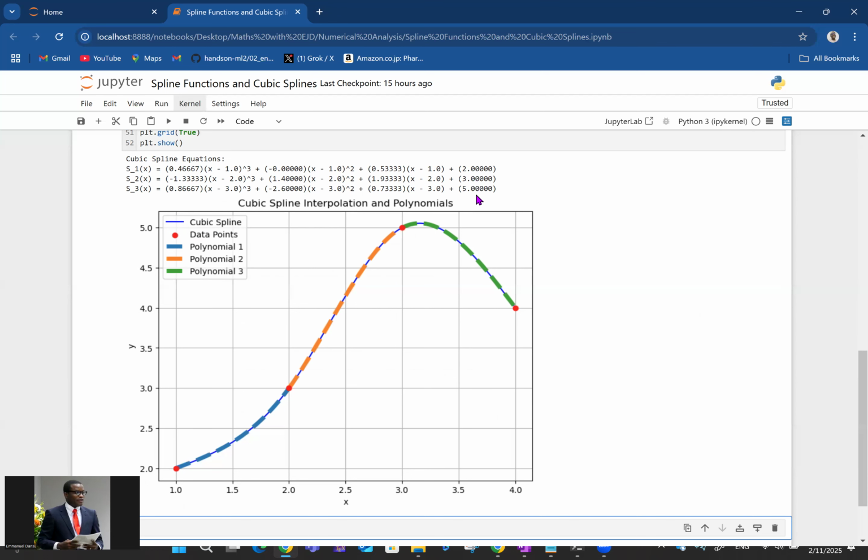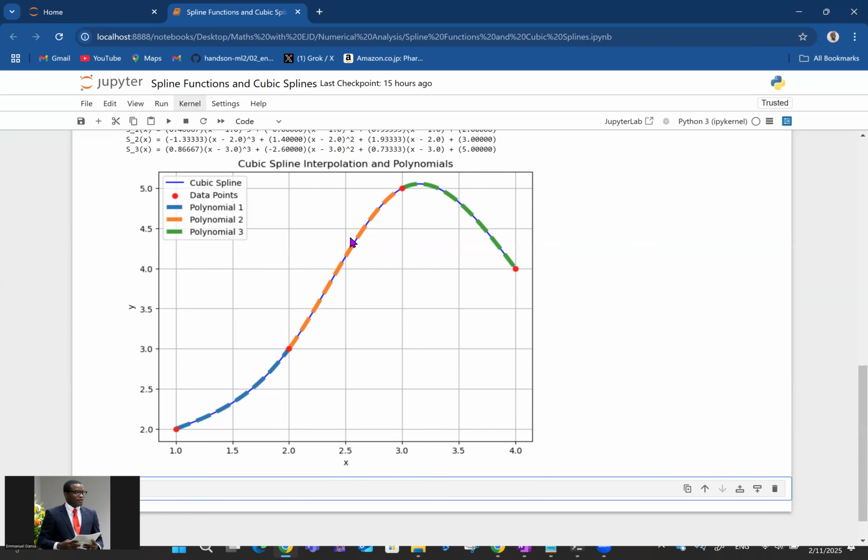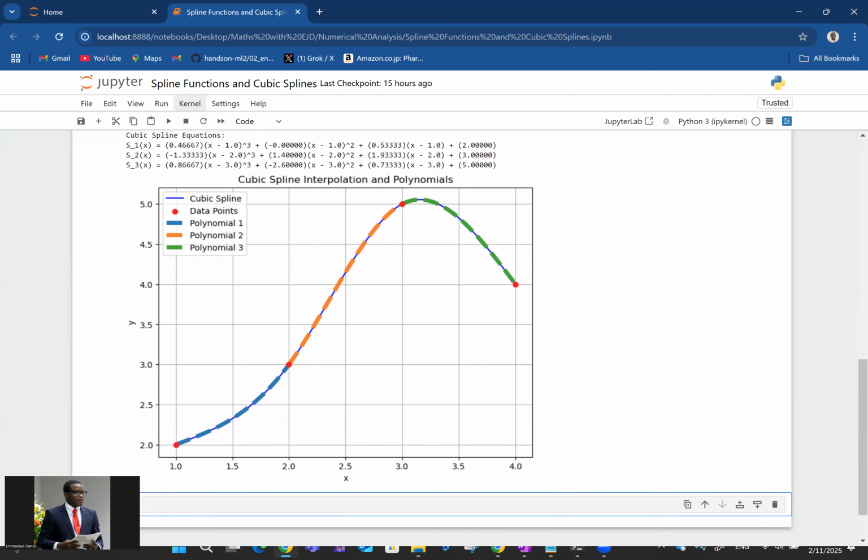So if you are going to do that manually, it would have been so tedious. And then you see this fitting coming on so sweetly. So polynomial 1, that's S1 of X, polynomial 2, the orange, that's S2 of X, and polynomial 3, the green, that is S3 of X. Then the original points we're interpolating are this, this is 1, 2, this is 2, 3, this is 3, 5, and then this is 4, 4. So you can see everything just goes smoothly like that.